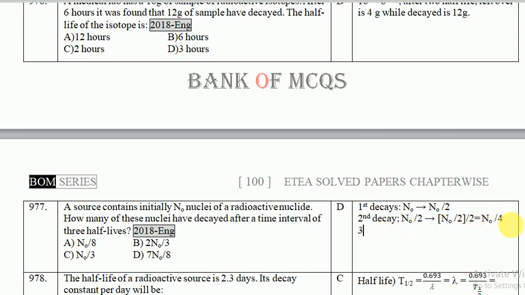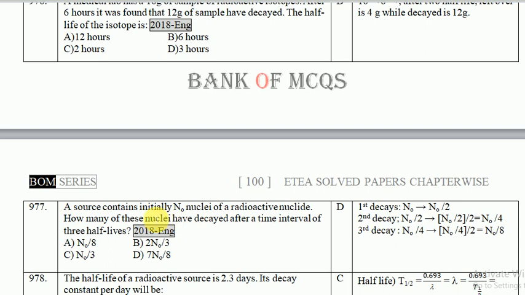So now in third decay, the resultant of the second decay, that is N naught by 4, will be decreased by 2. So 2 4s are 8, so this will be N naught by 8. So this is the leftover substance after third decay.